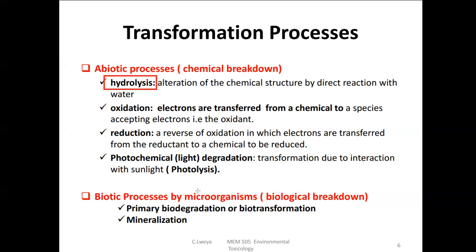Then biotic. These are biological processes, brought about by very, very tiny organisms, which we call microorganisms. In general, the ones that are used are microbes, which is a combination of bacteria, viruses, as well as fungi. These are the ones that play a very important role in the breaking down of compounds, chemicals.